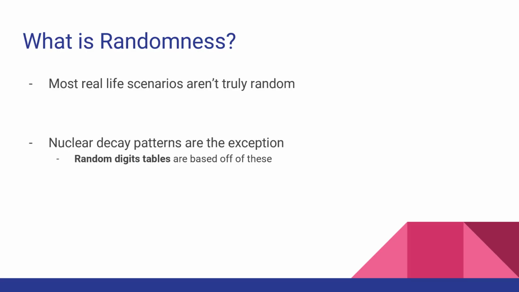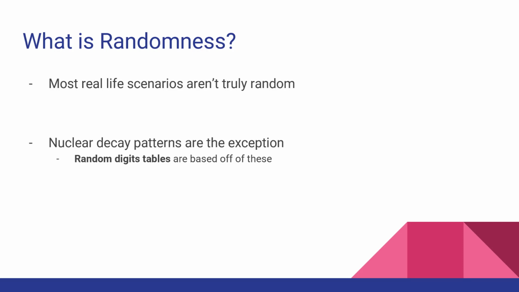Randomness, we think we see it a lot, but it's actually hard to get a truly random event. Your teacher's random seeding charts are never truly random, and even the numbers that you get from random number generators out of computers are based off of seeds, and if you look at the algorithms, there is some order to it. One of the true random phenomena would be nuclear decay patterns, and what we get from nuclear decay patterns is this thing called a random digits table.